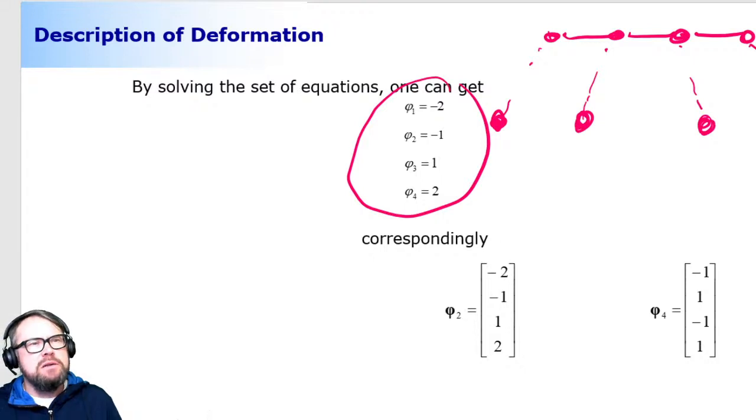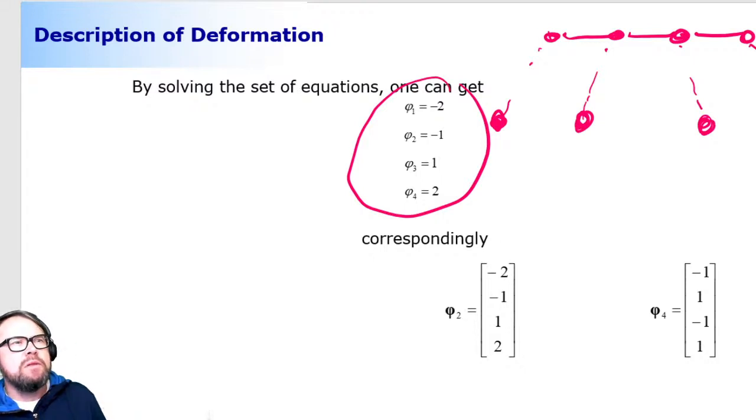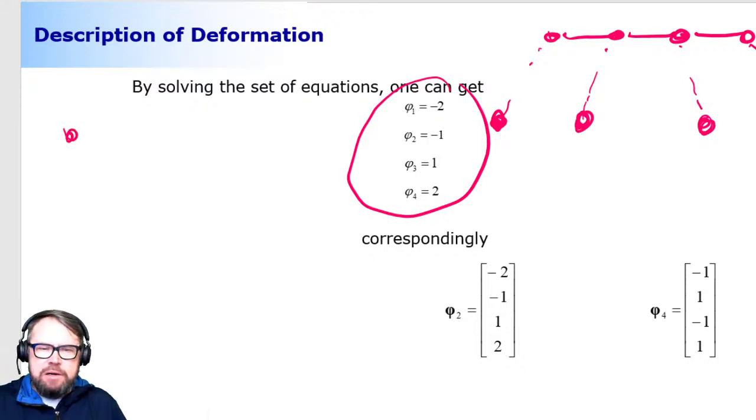Let me see if this is still visible. Where the heck is my browser here? Not really visible anymore. Okay, let me make another drawing here.